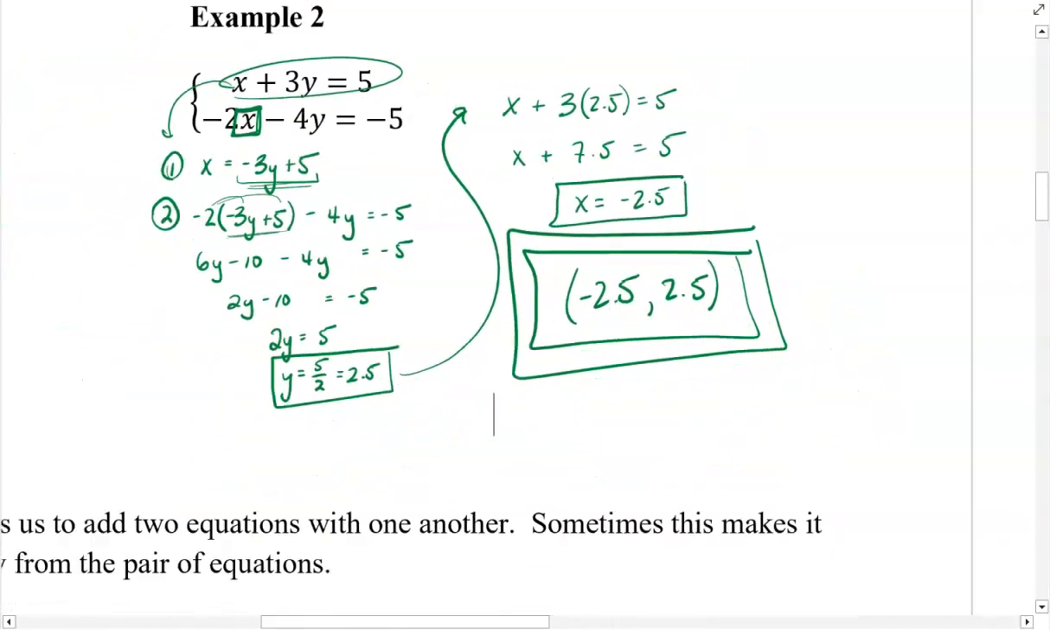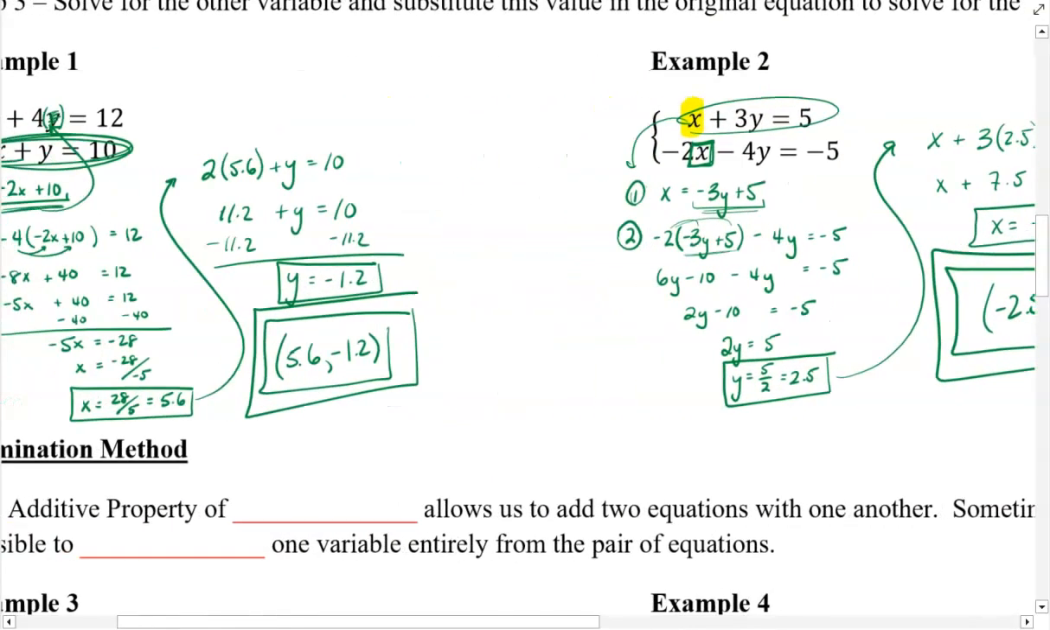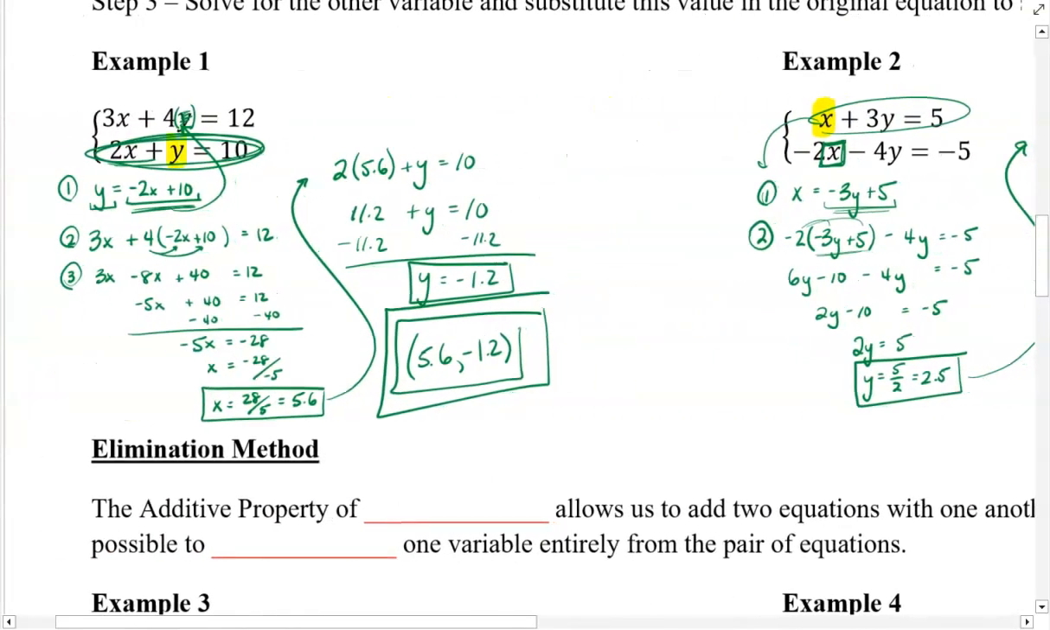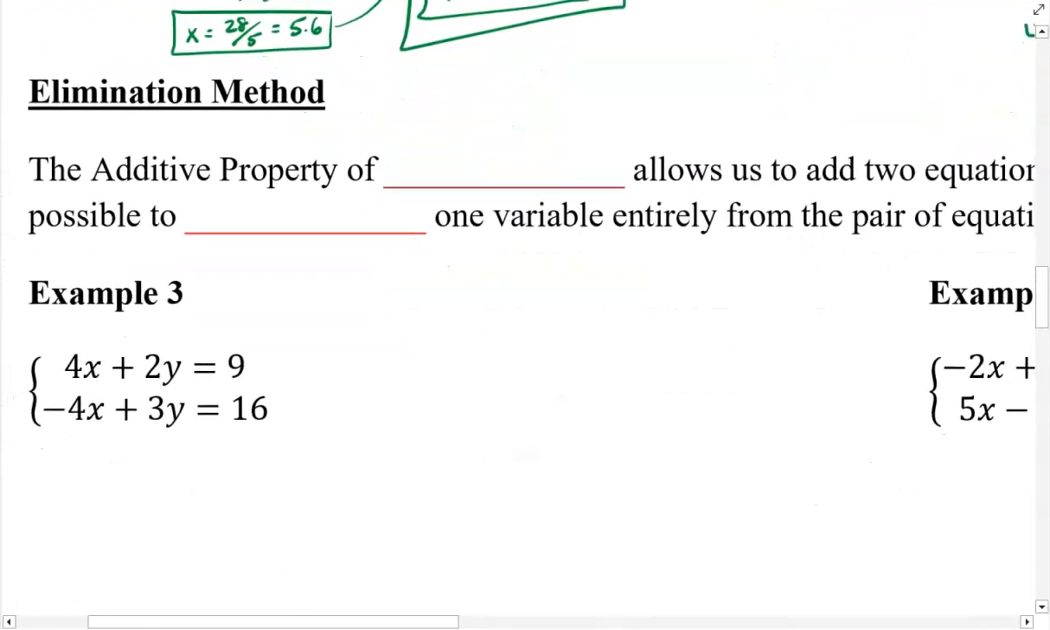So again, this was the substitution method, and the substitution method is usually my choice when it's easy to get a variable by itself. In both of these cases, one of the equations allowed us to isolate a variable. So again, I thought the substitution method was a good choice. In the next set of problems, I suggest the elimination method.